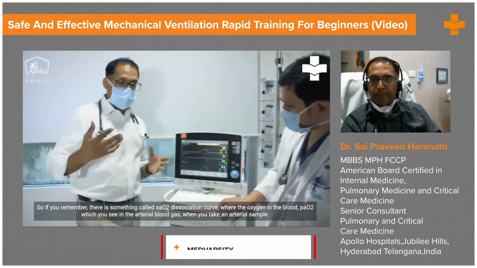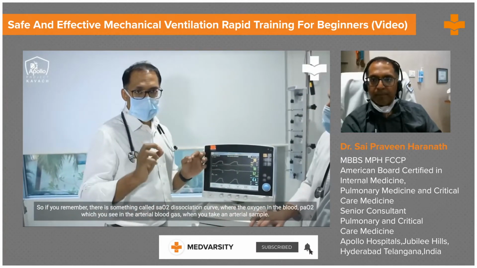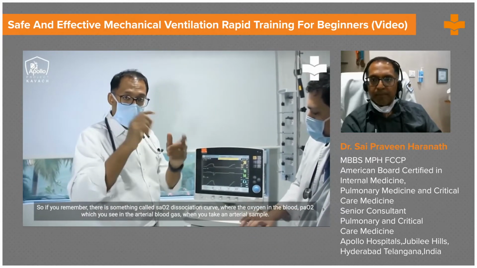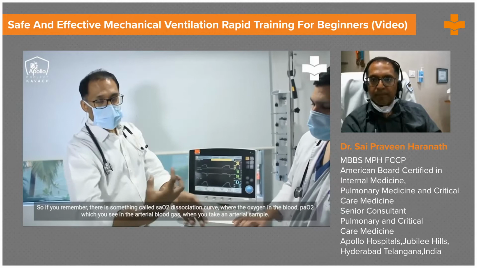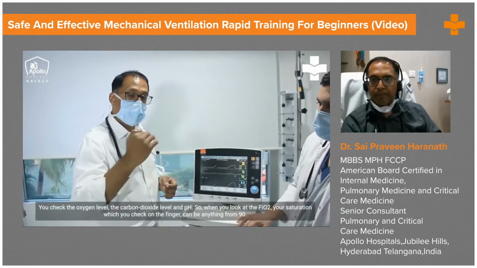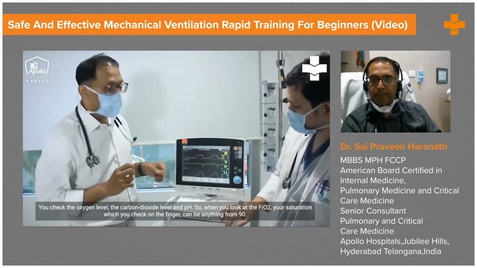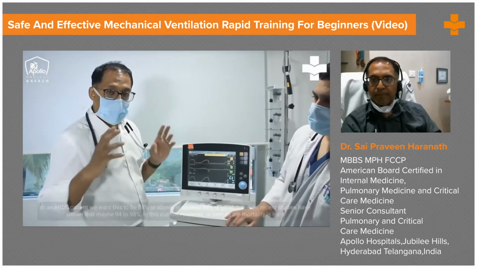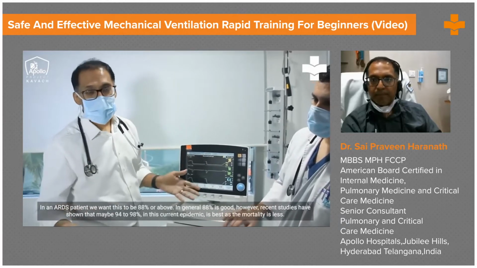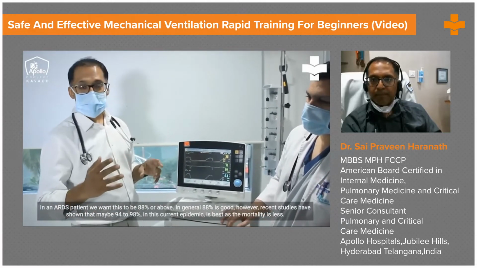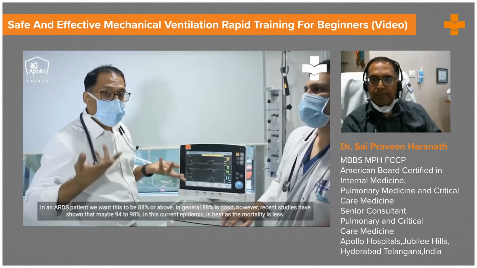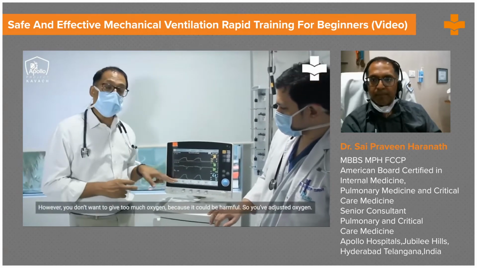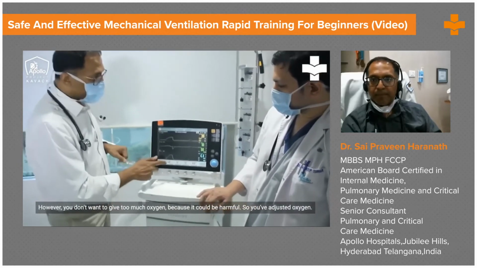Great. You may have heard about the SaO2 and PaO2 dissociation curve, where the oxygen in the blood, the PaO2, is what you see on an arterial blood gas. When you take an arterial sample, you check the oxygen level, carbon dioxide level, and pH. Your saturation, which you check on the finger, can be anything from 90 and up. In an ARDS patient, somebody with bad lungs, we want it 88% or above. In general, 88% is good. Recent studies have shown maybe 94 to 98% in this current epidemic, and if you keep it there, the mortality is less. But essentially, you don't want to give too much oxygen because oxygen can also be harmful. So you've adjusted the oxygen.